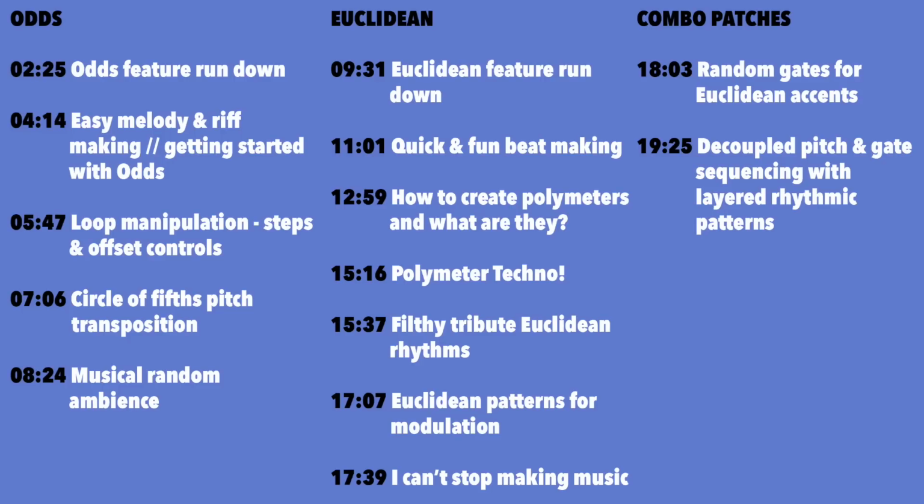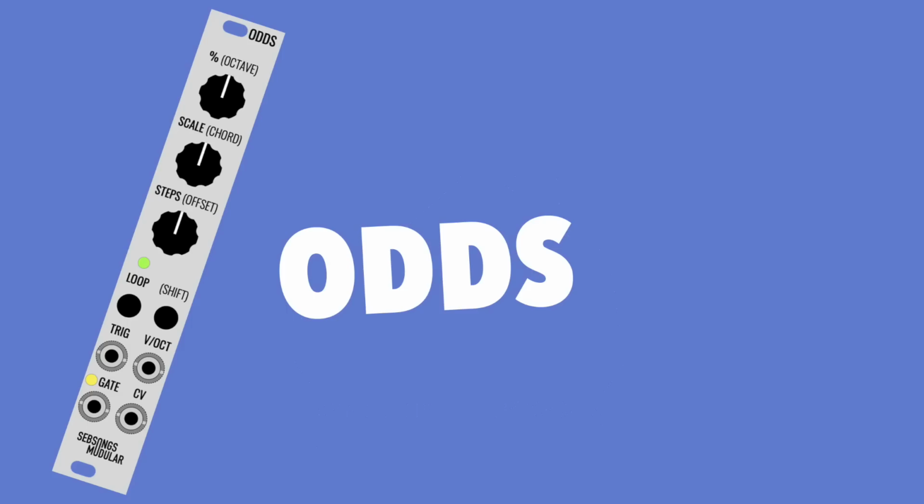This video is made up of 3 parts, one focusing on Odds, another focusing on Euclidean, and a couple of patches at the end where we use them together for things like using probability-based accents on top of Euclidean rhythms. All of that's on screen if you'd like to skip around, but the timing index is below, so let's get into it. So let's start with Odds.